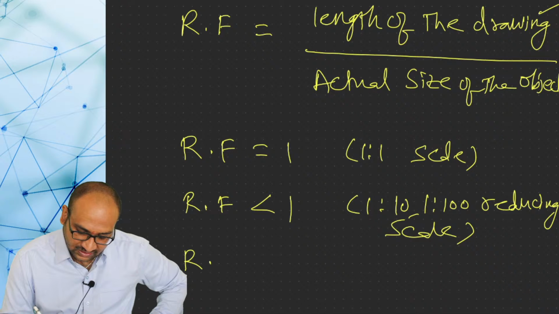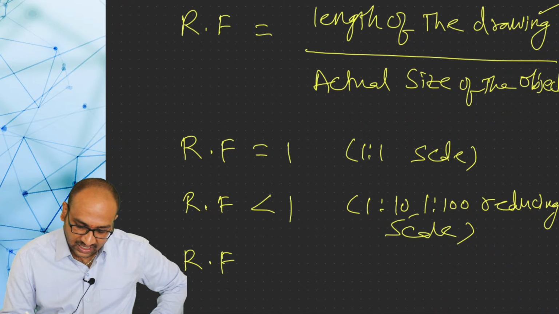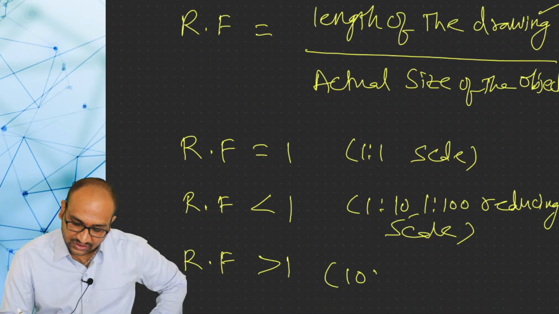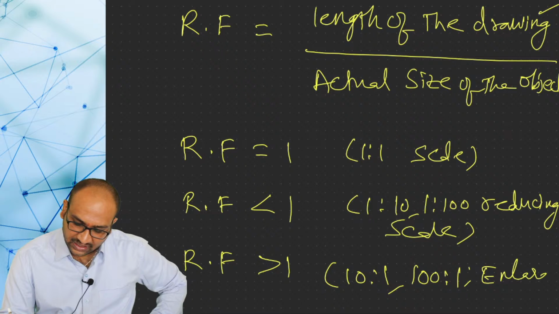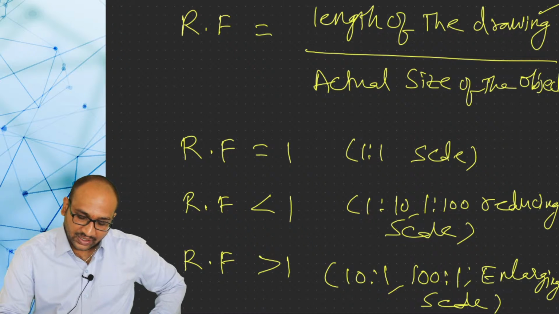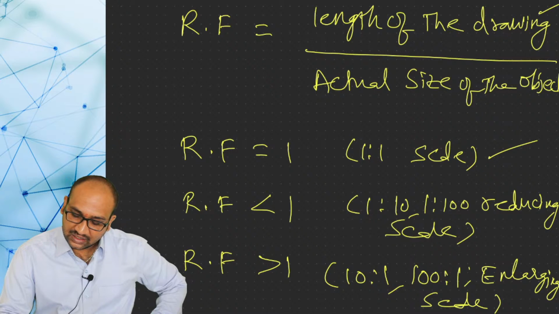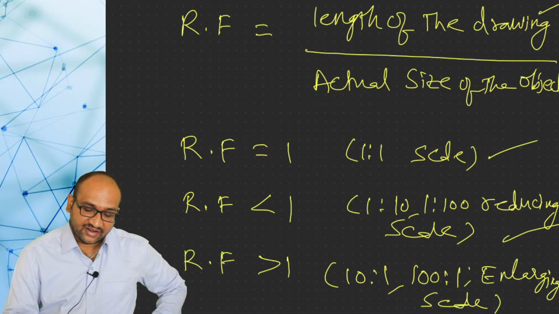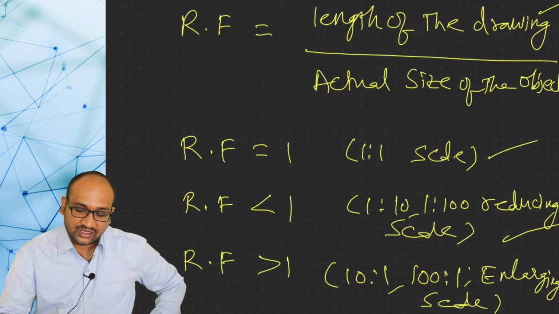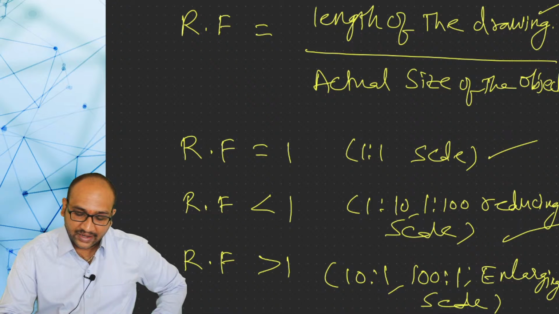And the last one is enlarging scale, that is RF is greater than 1. If the RF value is greater than 1, that is 10 is to 1 or 100 is to 1, etc., this type of scale is known as enlarging scale. So if the RF value is equal to 1, it is actual scale. RF is less than 1, reducing scale. RF is greater than 1, enlarging scale. So RF means representative factor. It is the ratio of the length of the drawing by the actual size of the object.